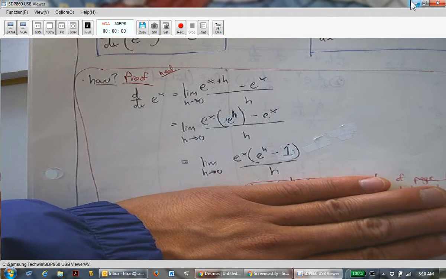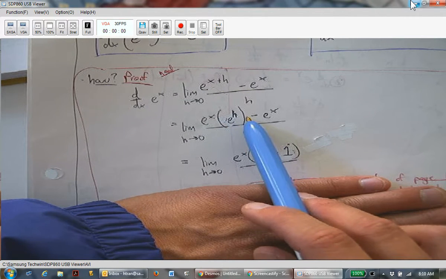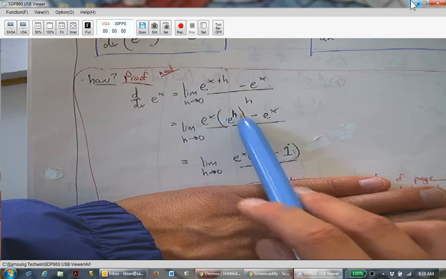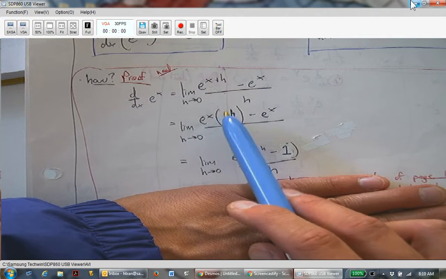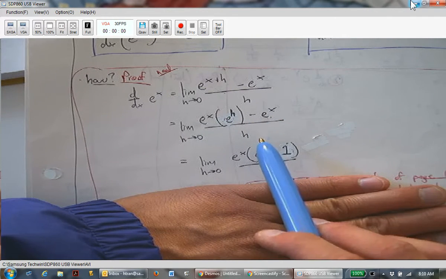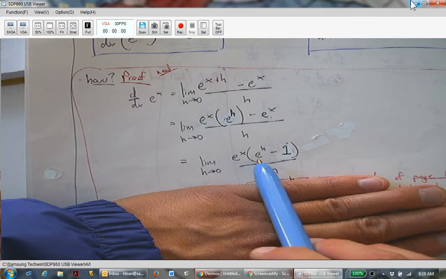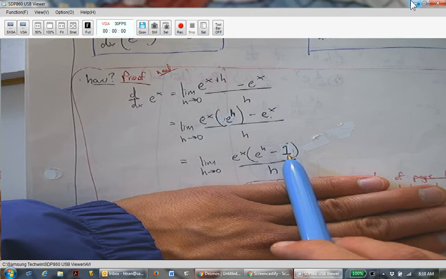The next step is the limit as h approaches 0. You can factor out e to the x from both terms here, which I haven't worked out. I just left it like this. You can factor out a common factor of e to the x, and what you're left with is e to the x times e to the h minus 1. Does that make sense?